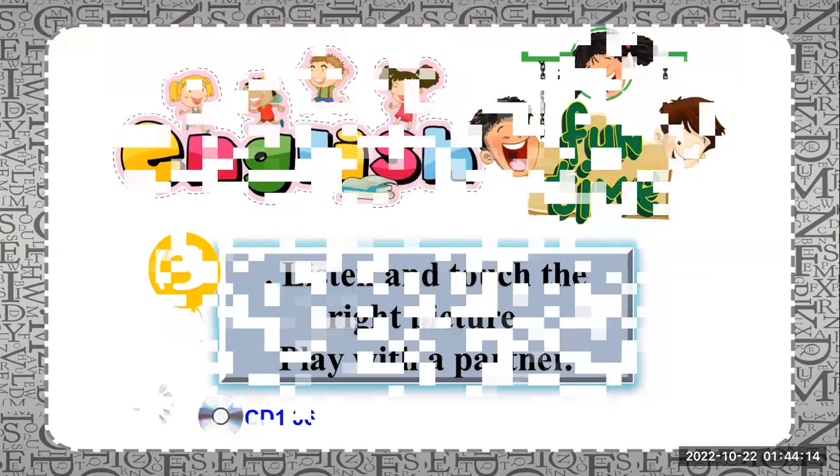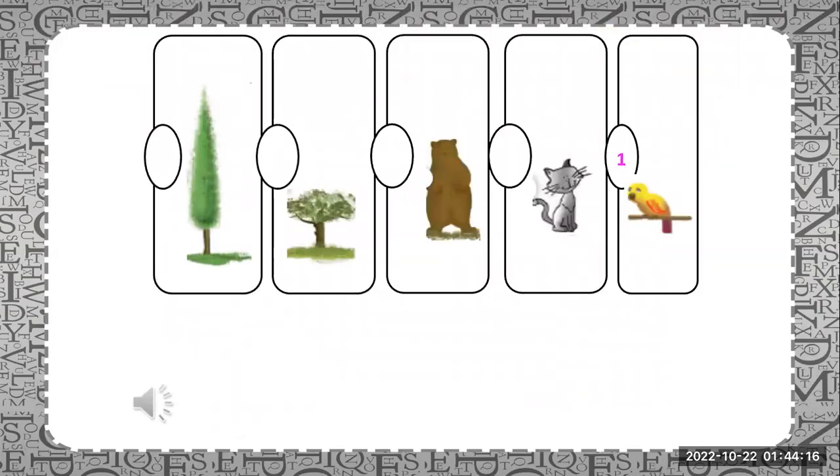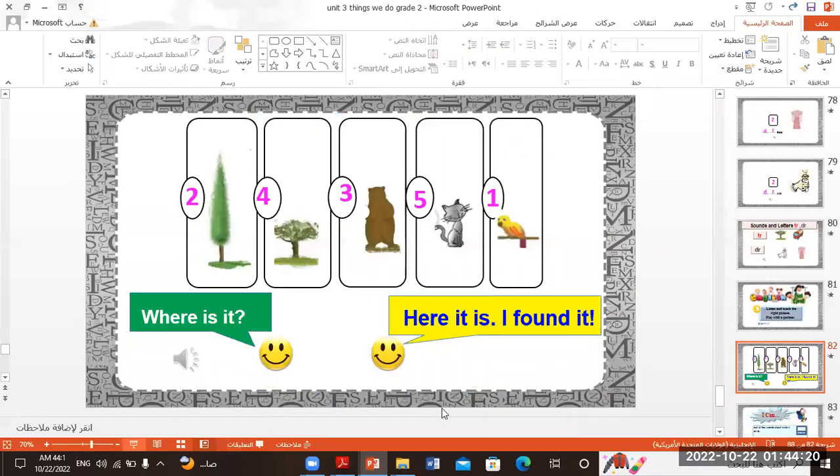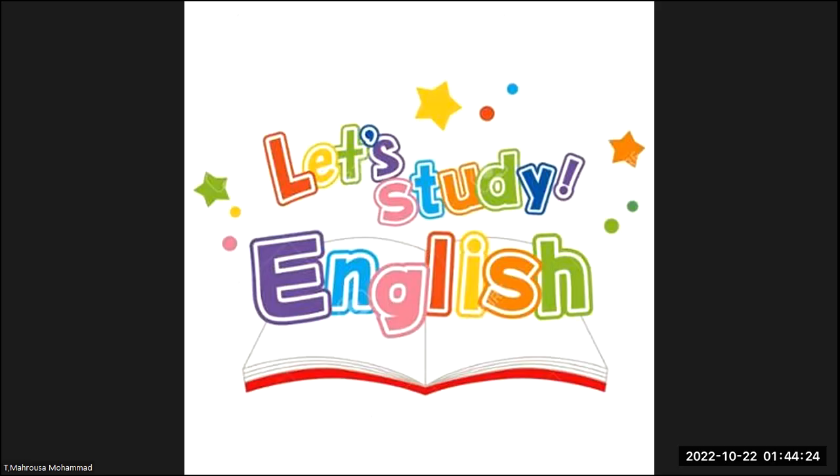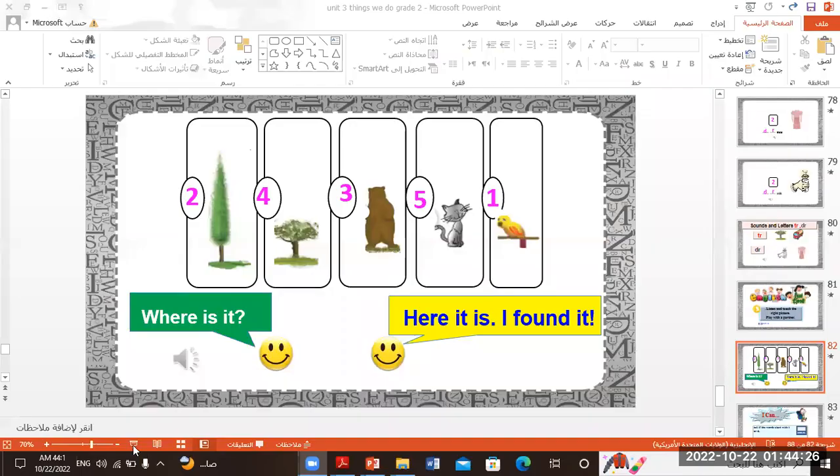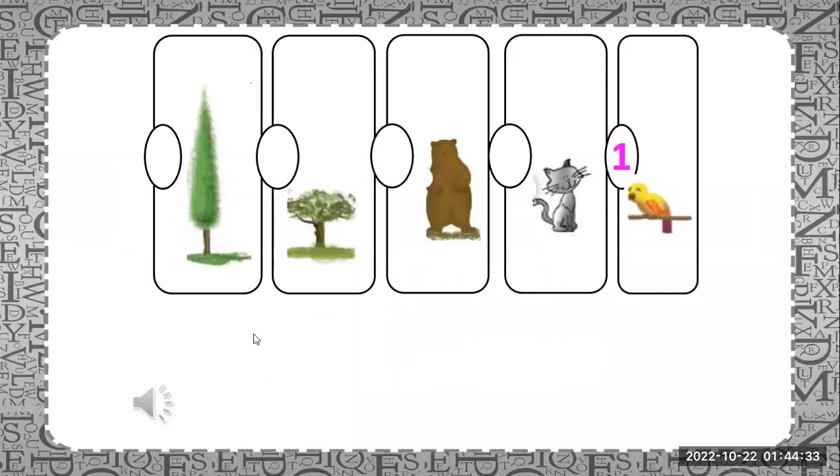Now listen and touch the right picture. Here, my dears, is a nice game. We listen and point to the correct picture. Listen and say, where is it? Listen and point to the first one. Okay, let's say it. Fun time. Exercise 3. Listen and touch the right picture. Play with a partner.